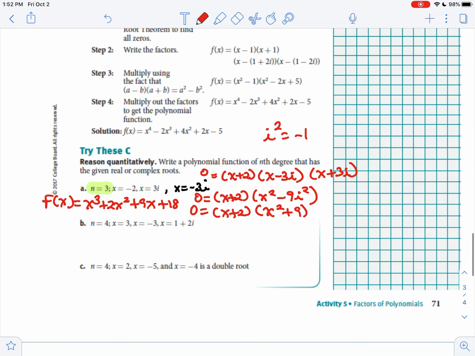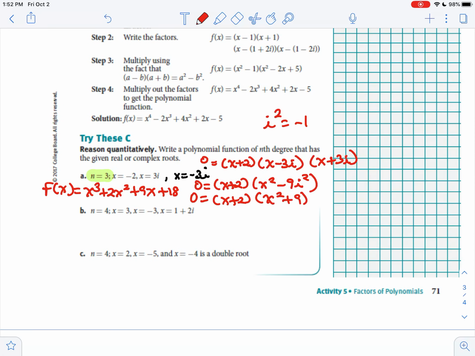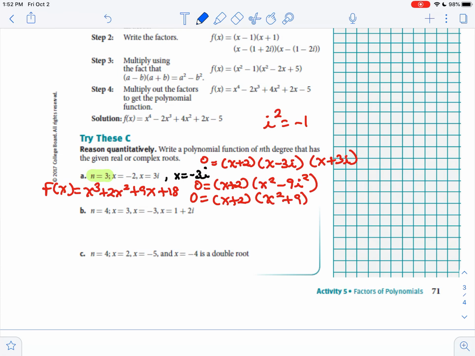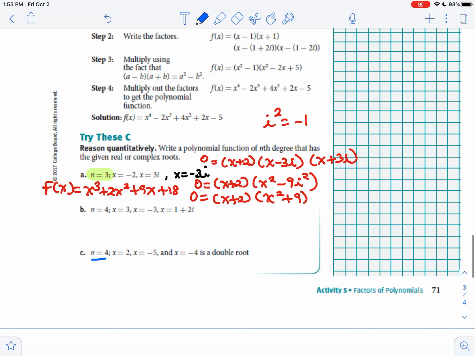Okay. And then part B is a little challenging. I'm going to leave that one off for right now and do that one in class with you because there's definitely not enough room on this page to go through that one. So for part C, however, we have this idea of the double root that I told you was going to be coming back. So I want to talk about that.